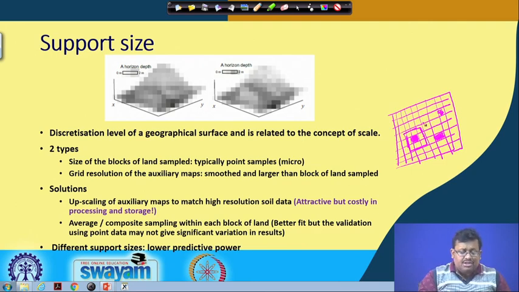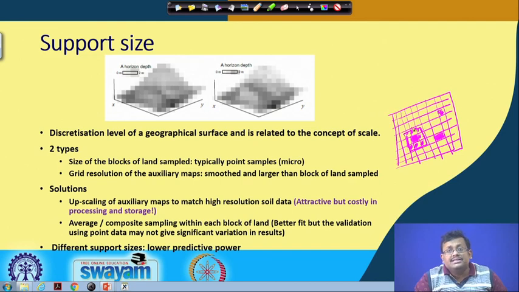Another solution is to average a composite sampling within each block of land. So, we will take the sample from this area, all of this area, and then we will average them together to get a composite value, and this composite value will match the support size of the auxiliary map. However, the problem is that although it is a better fit, the validation using point data may not give significant variation in results. So, these are some problems. Different support sizes obviously give lower predictive power.